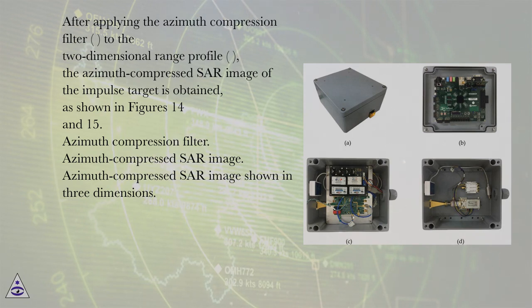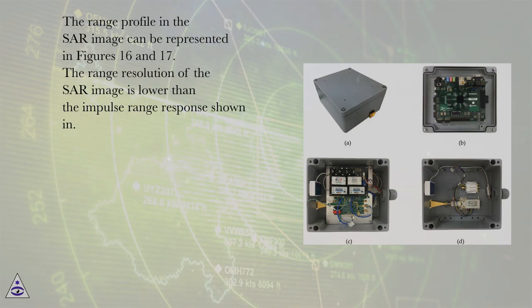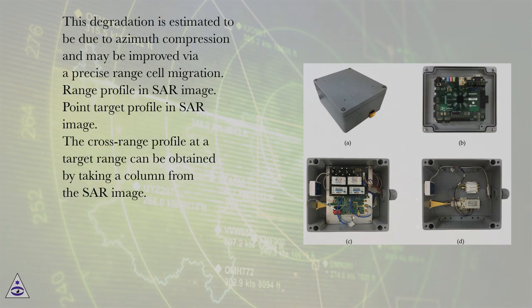Azimuth compression filter. Azimuth compressed SAR image. Azimuth compressed SAR image shown in 3 dimensions. The range profile in the SAR image can be represented in figures 16 and 17. The range resolution of the SAR image is lower than the impulse range response shown in. This degradation is estimated to be due to azimuth compression and may be improved via a precise range cell migration. Range profile in SAR image. Point target profile in SAR image.